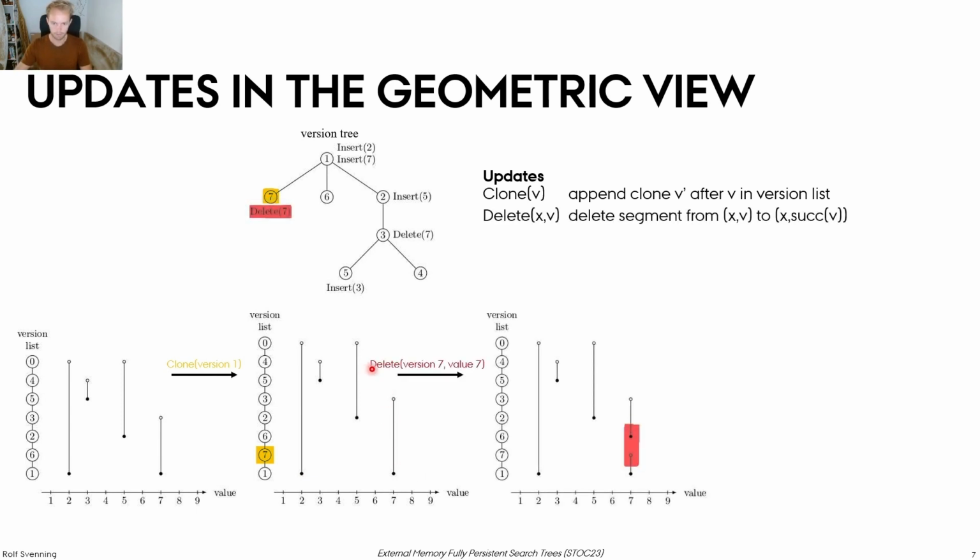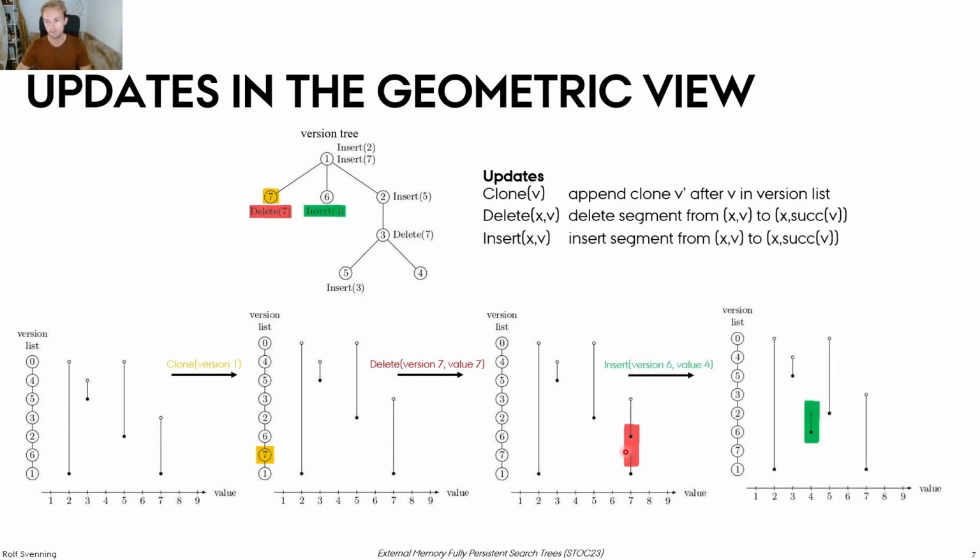Then if you have a deletion, for example in version 7 at value 7, you find version 7 at value 7, and then you delete the unit interval spanning from version 7 until its successor in the version list. And this, for example, here has the effect of breaking one segment up into 2 segments. But it's a small change, you just have to delete a unit segment in the plane. Similarly for an insertion, you just insert the corresponding unit segment at version 6 at value 4, the unit segment to its successor in the version list.